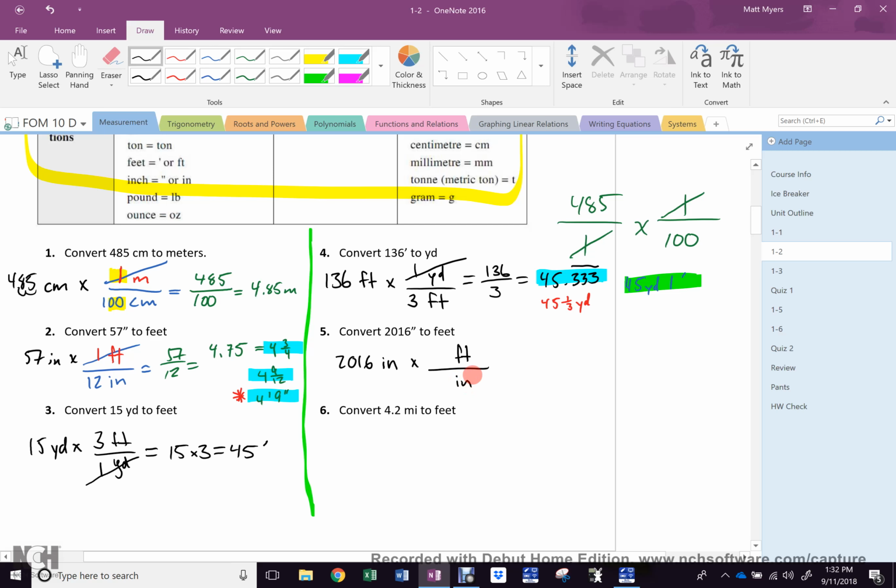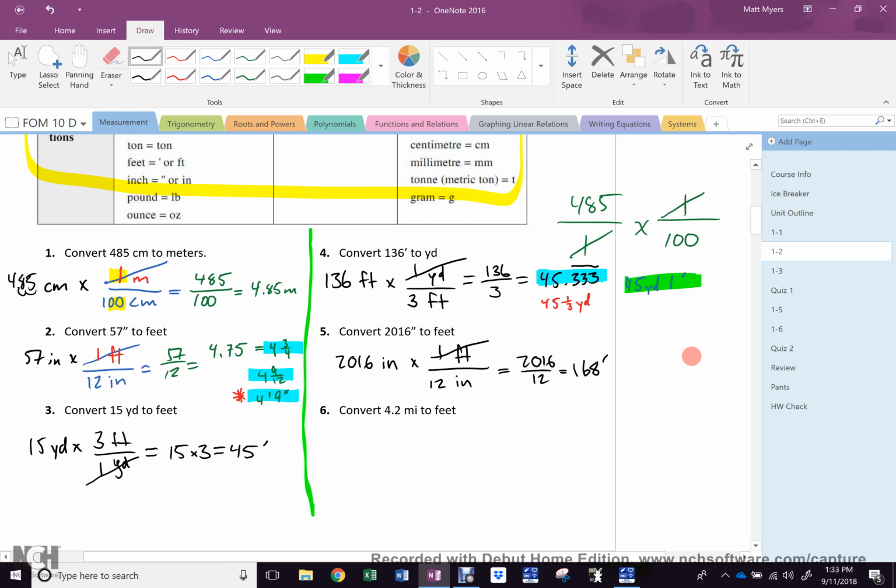We're at inches and feet now. Find it on the chart. 1 foot and 12 inches. We get rid of the 1. We've got a denominator. So is it multiply or divide? It's divide. 2016 divided by 12. And the answer is 168. 168 what? Feet. Or FT. I don't care which one.